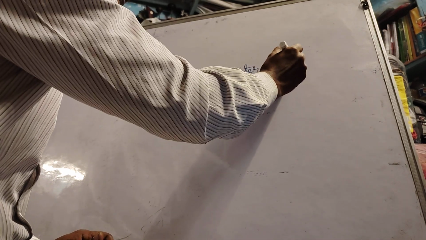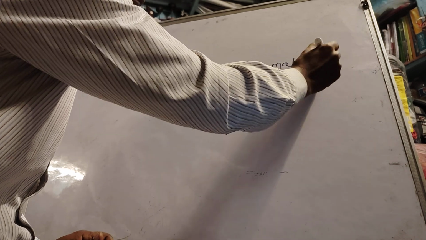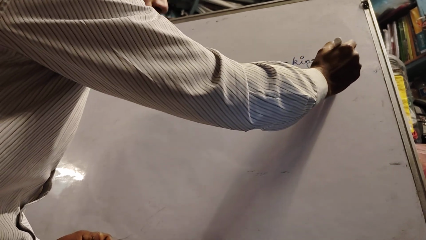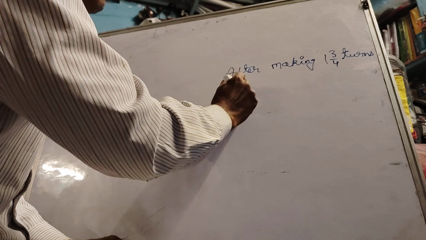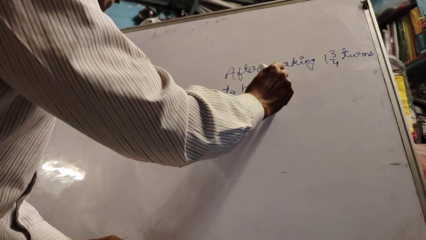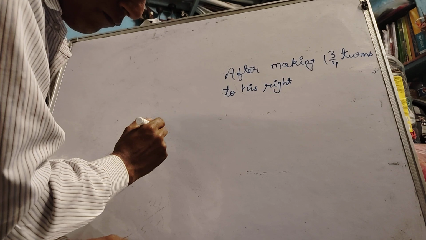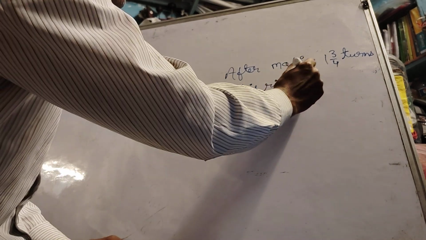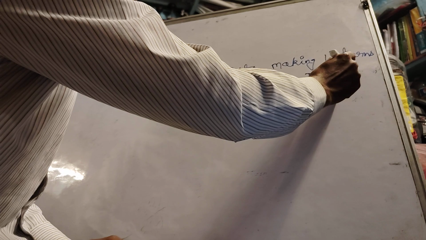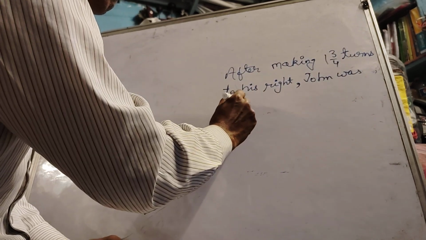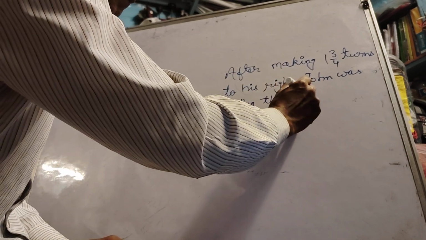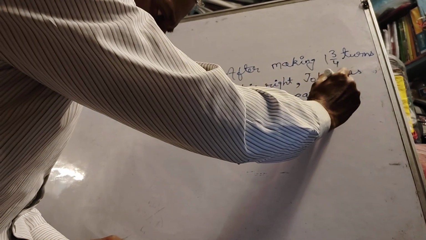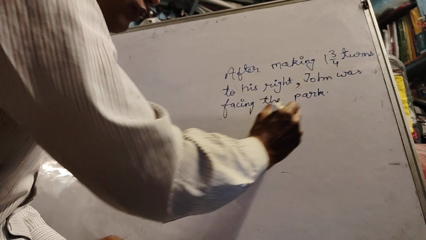After making 1 complete 3 by 4 turns to his right, John was facing the park. What was John facing at first?